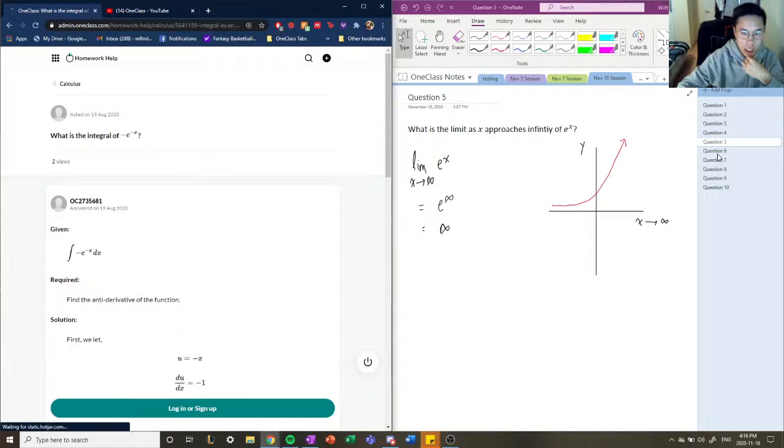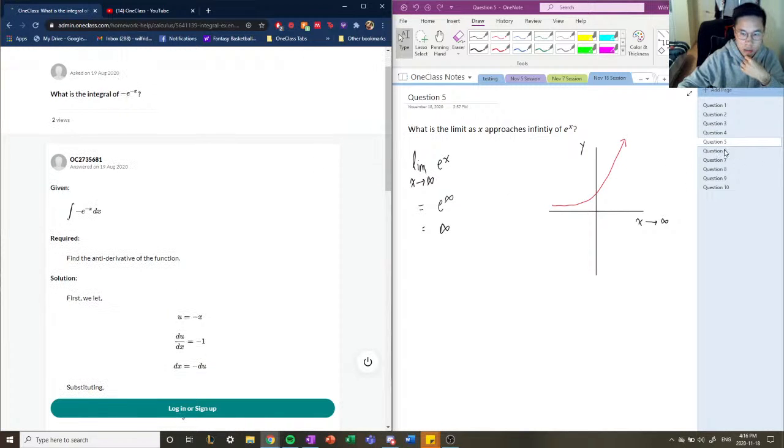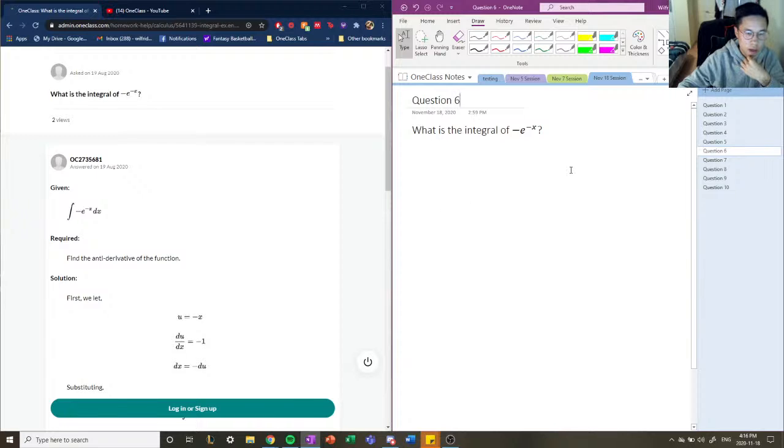All right, question number 6. They're asking us, what is the integral of negative e to negative x? So let's write that out. We are looking for the indefinite integral of negative e to the power of negative x dx. Okay. So we're going to use our substitution method here to simplify our integral again.